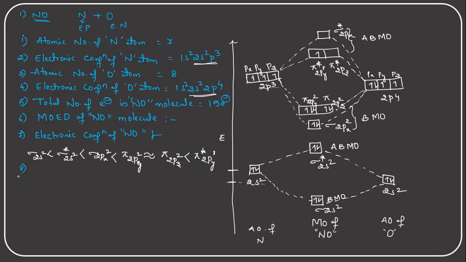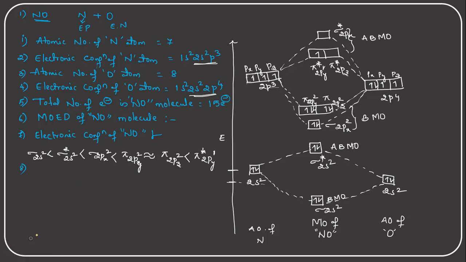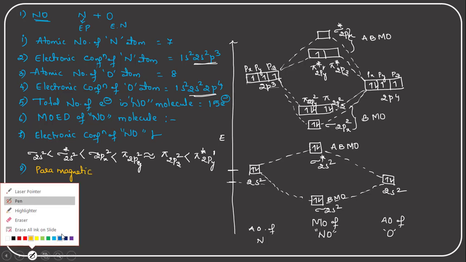If any unpaired electron is there, what will be the magnetic property of this particular molecule or substance? So the molecule is having which nature? Paramagnetic nature or diamagnetic nature? So let us see now, are there any unpaired electrons? Yes, there is one unpaired electron. So because of the presence of one unpaired electron, this is a paramagnetic substance, right? Paramagnetic compound or paramagnetic substance.